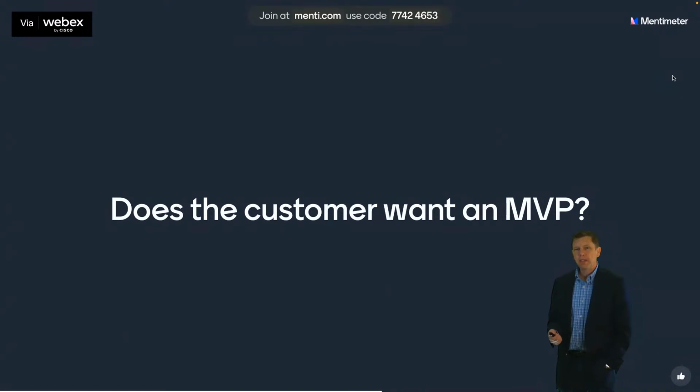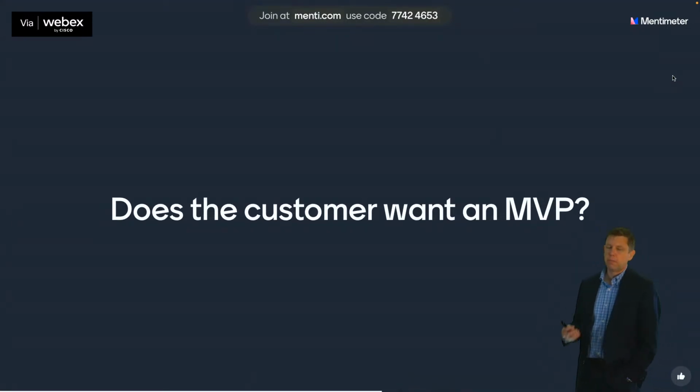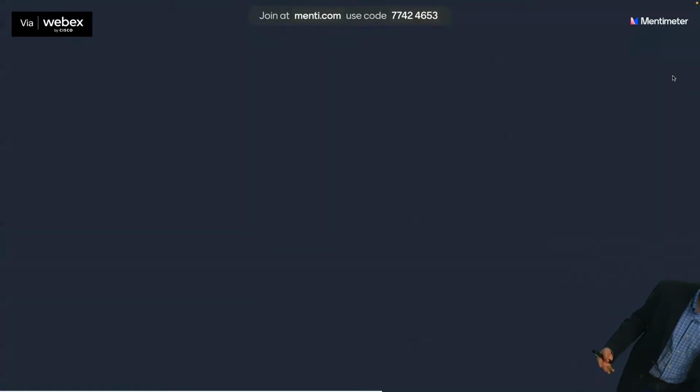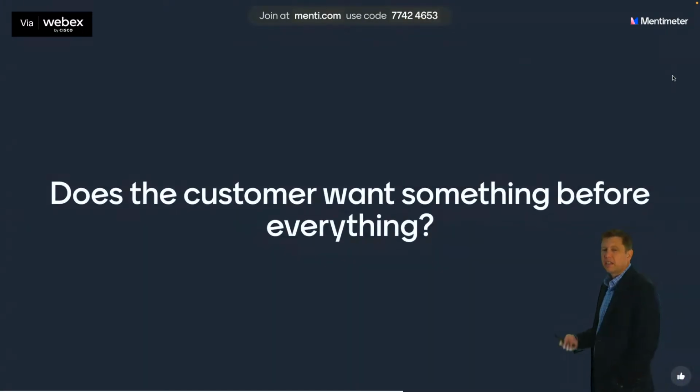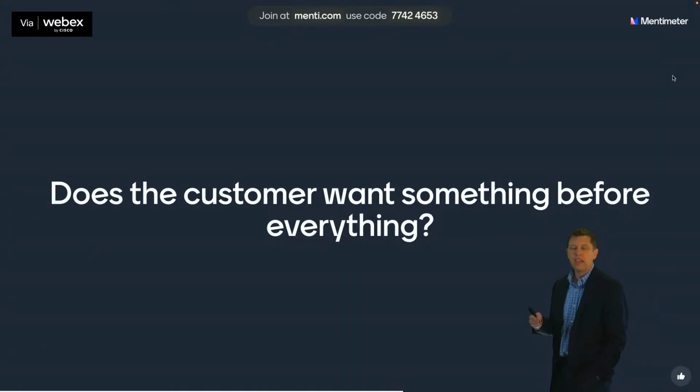So a question that will probably come up is, does the customer actually want an MVP? Do they actually want you to deliver something as a minimally viable product? If you have the conversation and they understand what they're getting and the risks they're incurring if they don't, it's likely that they do. Another way to ask is, does the customer want something before they get everything? Usually, if you talk through the risk involved in delaying, most customers would like to be able to start using pieces of what you're building before they get every single thing that they want.